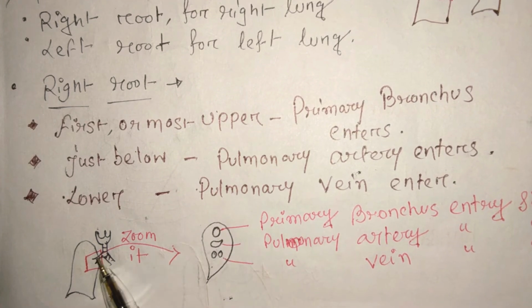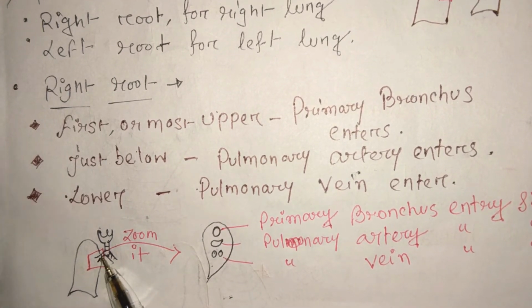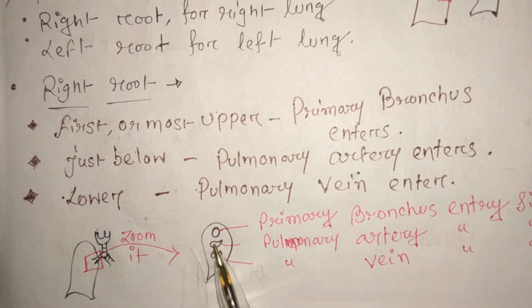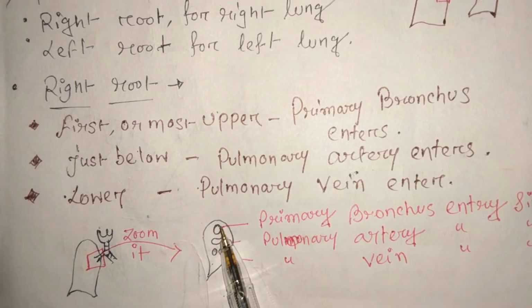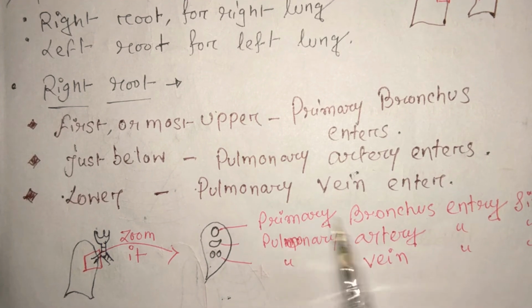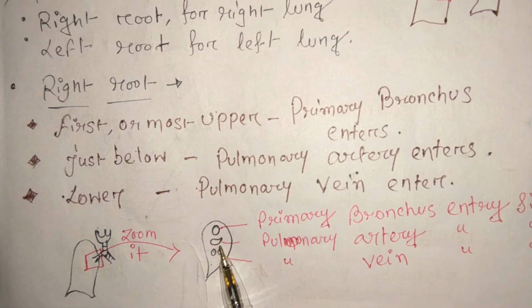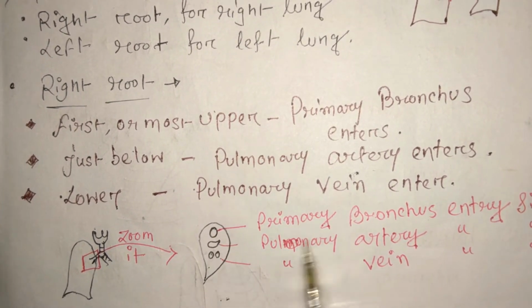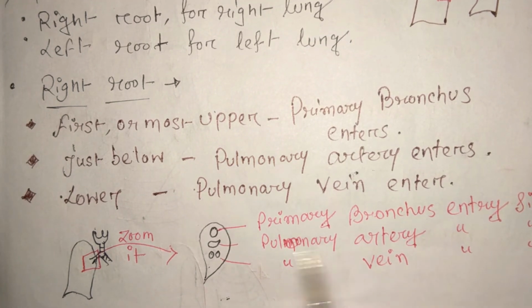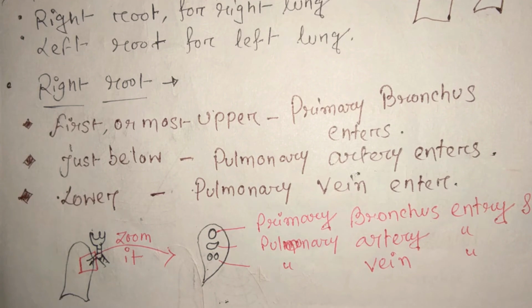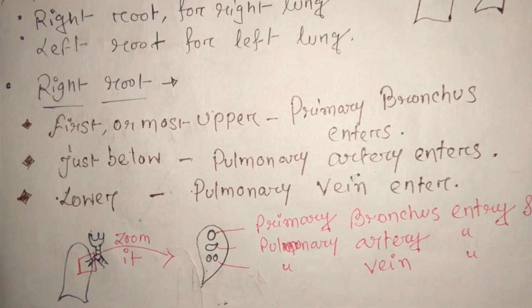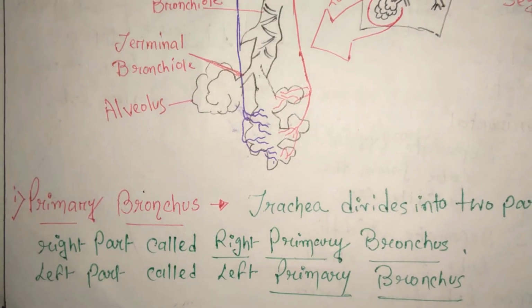So if we zoom in on this area, it will look like this. At first there are three passages. The top one is for the primary bronchus. Below the primary bronchus is the entry route for the pulmonary artery, and below the pulmonary artery, the entry route is for the pulmonary vein.